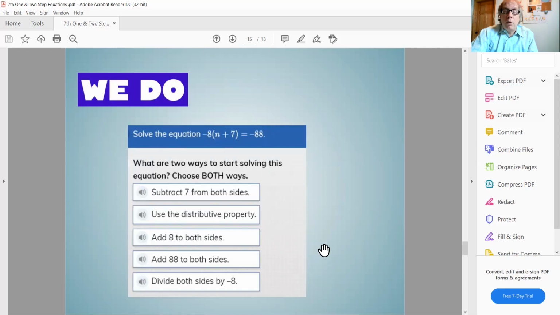Here's another problem that I would like us to practice and review together. Once again, I would use a distributive property here. That will definitely help us. And notice what the question says. What are two ways to start solving this equation? Choose both ways. So I want to apply what we know about the steps here. And I just gave you a little hint too, which I'm happy to do because you guys are working hard. Try the rest on your own. Let's review.